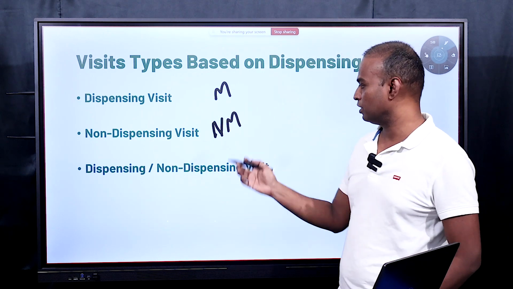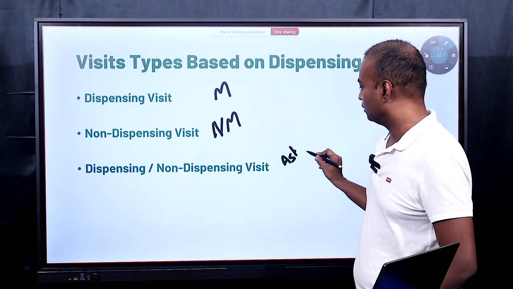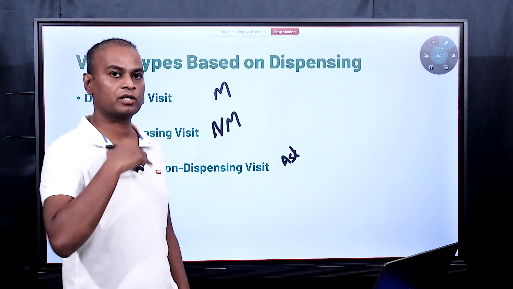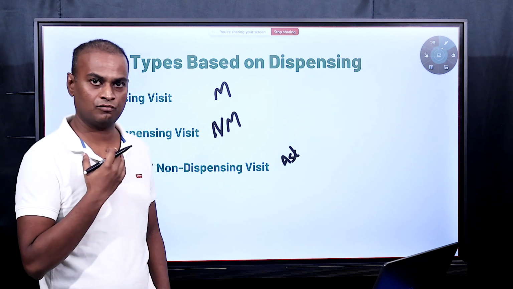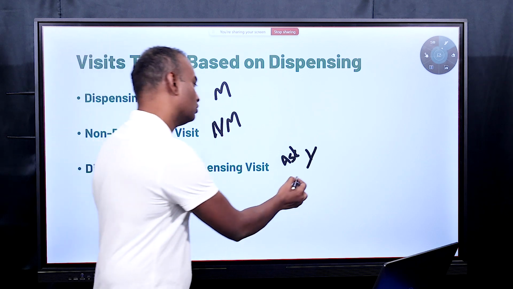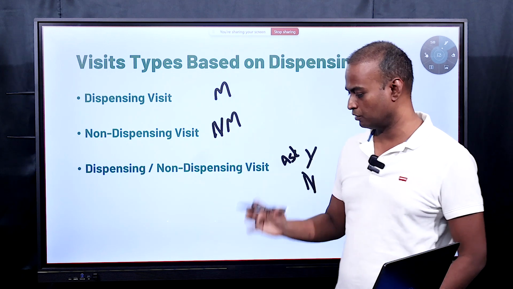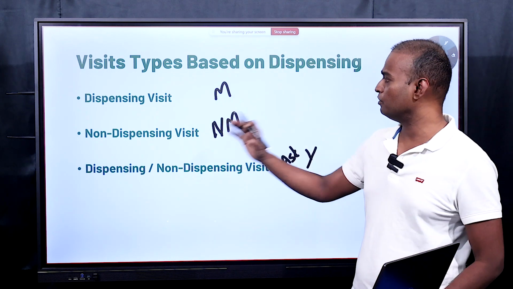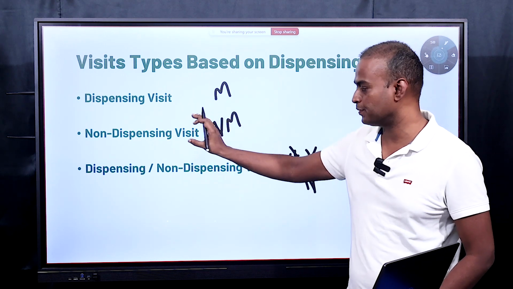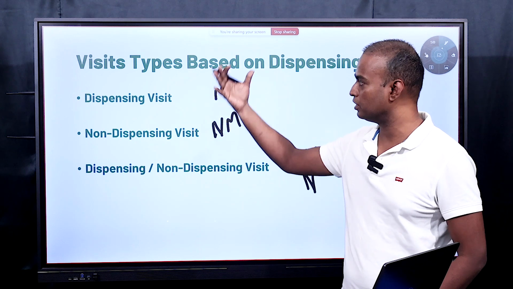And the one more visit is dispensing / non-dispensing visit. Here the system will ask the end user who is using the system: do you want to dispense at this visit? If selected yes, the system will dispense the medication. If selected no, the system will not dispense the medication. So here you have to understand, every visit, whatever we have designed in the system now, can be configured to be dispensing visit, non-dispensing visit, or dispensing slash non-dispensing visit.